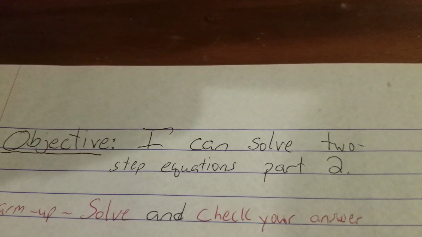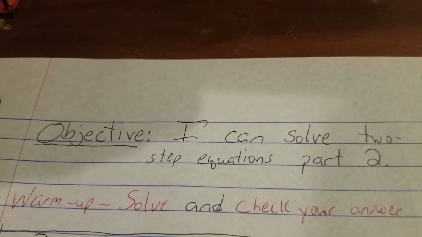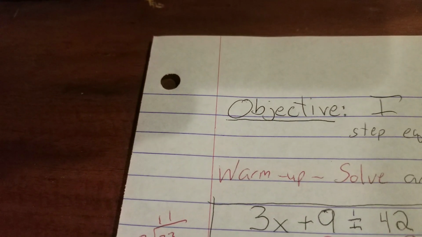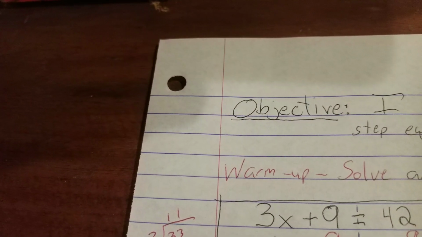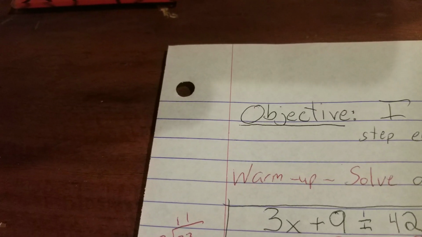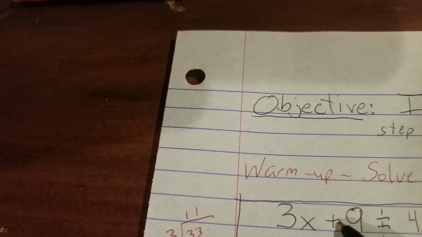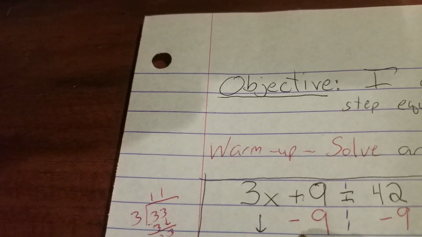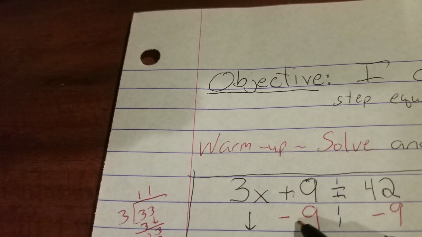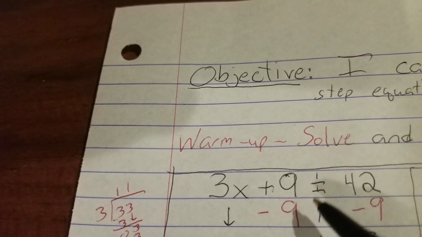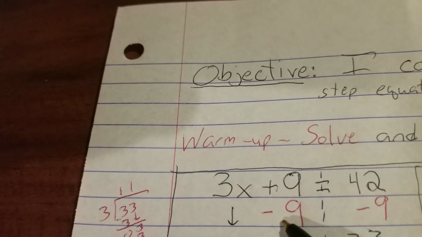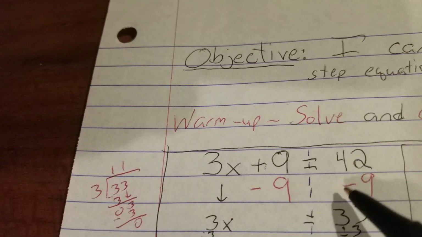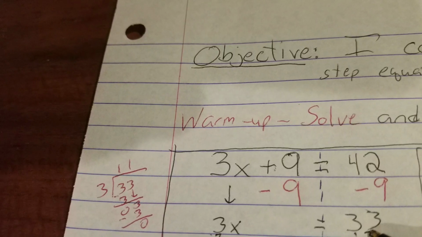So your warm-up is solve and check your answer on the equation 3x plus 9 equals 42. Go ahead and take a second. We see addition right here. And we know we're going to always look for the addition and subtraction first and do the opposite. So instead of adding 9, we are going to subtract 9. Notice how we do it on both sides of the brick wall. So we have minus 9 here. These guys are going to cancel. We're going to shoot down our 3x. And then 42 minus 9 is 33.